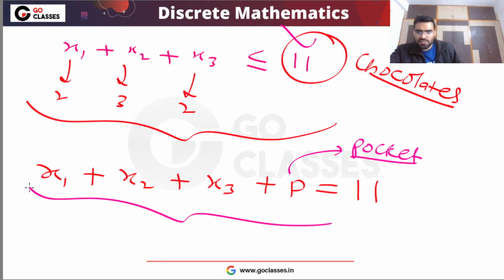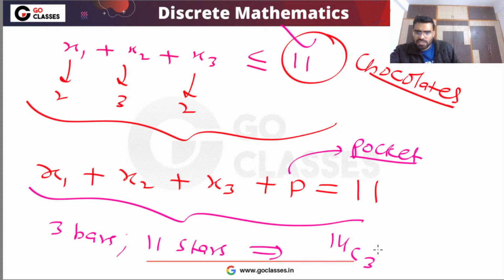Now you can finally answer. The answer is very simple. You have 3 bars and 11 stars, so here the answer will be 14C3. So this will be the answer, 14C3.